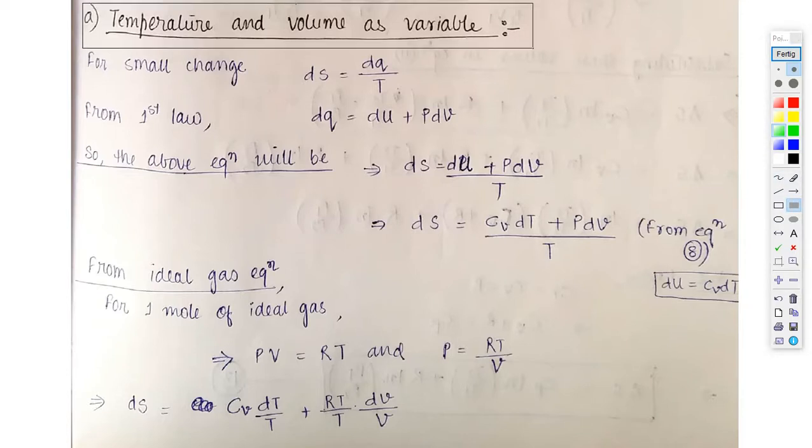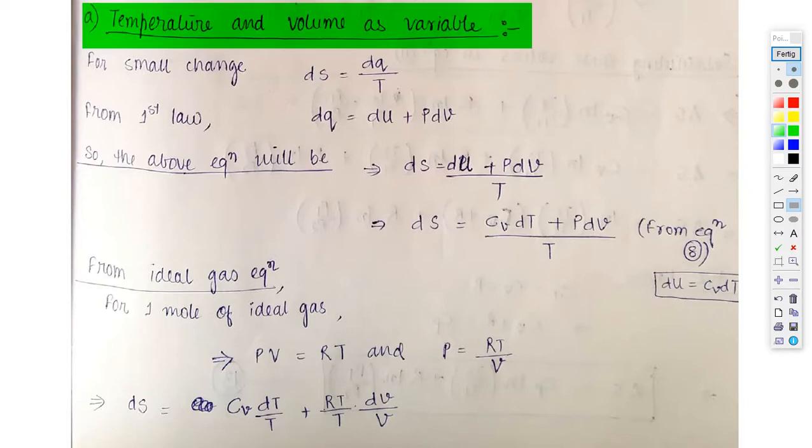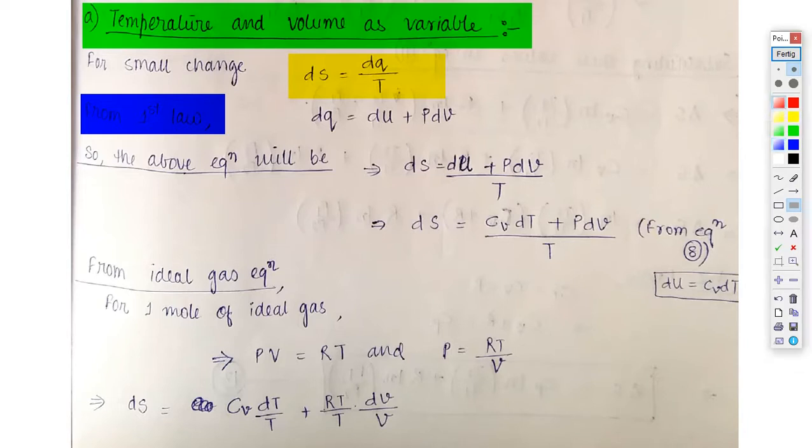And this temperature and volume are variables. For a small change, we know that the entropy change dS equals dq by T, where dS is the entropy change, dq is the change in the quantity of heat supplied to the system, and T is the temperature in Kelvin. From the first law of thermodynamics, we know that dq equals dU plus PdV. The total heat supplied to the system is equal to the heat contained in the system. That means dq equals dU plus PdV.